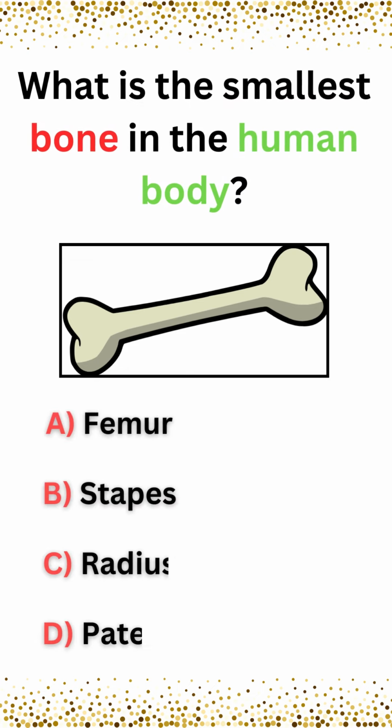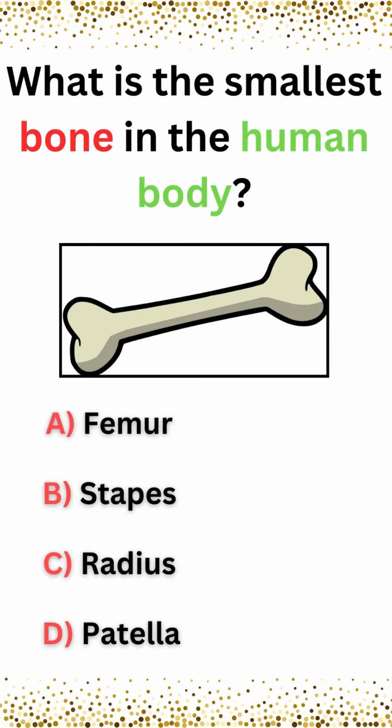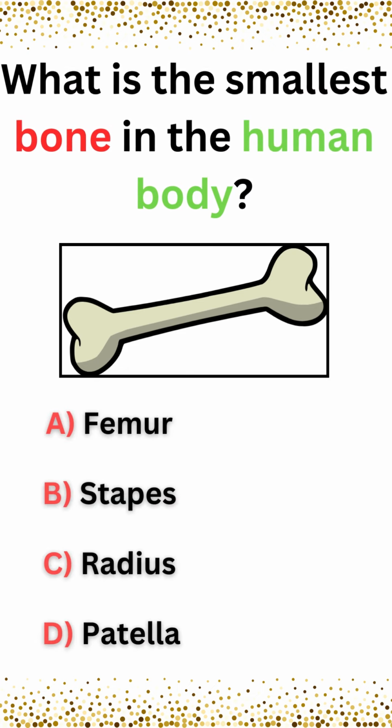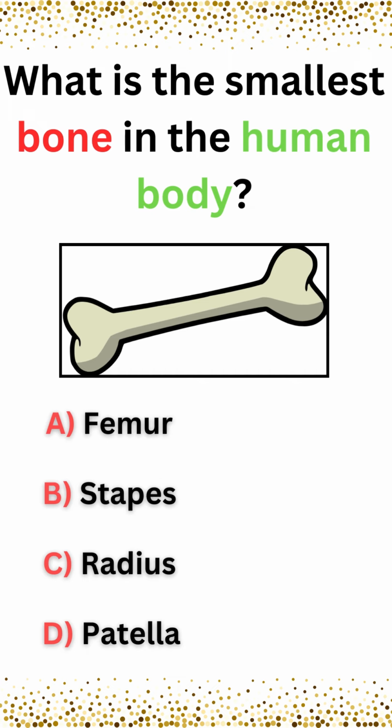What is the smallest bone in the human body? Option A, femur. Option B, stapes. Option C, radius. Option D, patella.